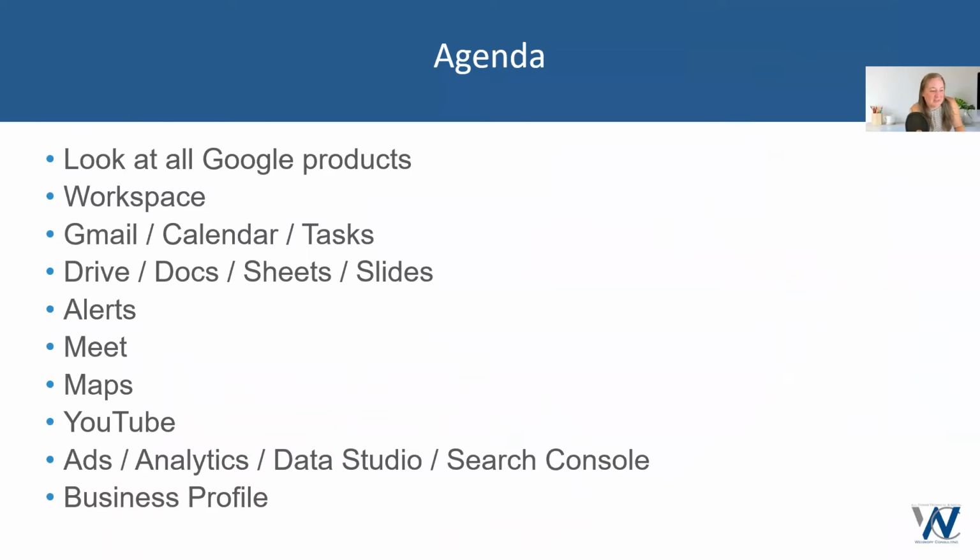I'll just go through a quick agenda here. We're going to look at all the Google products, but we're going to dive a little bit deeper into Google Workspace, Gmail, associated with the calendar and tasks. We'll go through Drive, Docs, Sheets, Slides, Alerts, which I highly recommend if you're not using those, a great way to keep up to date on things. Meet, Maps, YouTube, and then we'll end with some pretty big business related ones: Ads, Analytics, Data Studio, Search Console, and Business Profile.